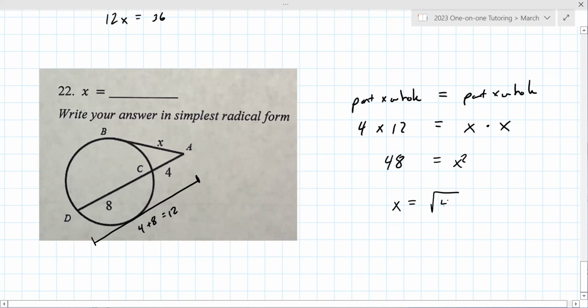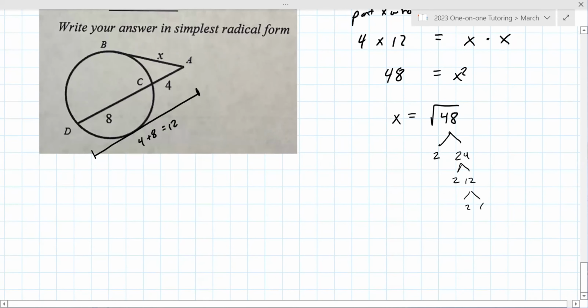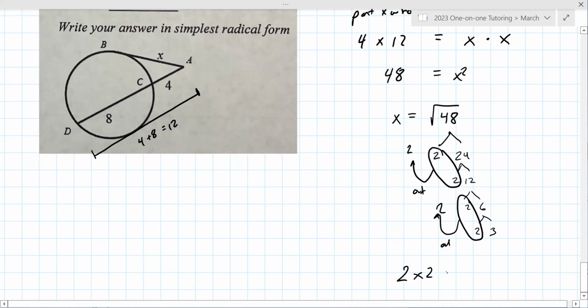Do you remember how to reduce a square root like this that is not perfect? You have to break it apart into a prime factorization. Start with 2, 2 and 24. Try 2 again, 2 and 12. Try 2 again, 2 and 6. Try 2 again. And you look for pairs. So there's a pair of 2s. For each pair, you can bring one out. So it's 2 times 2.